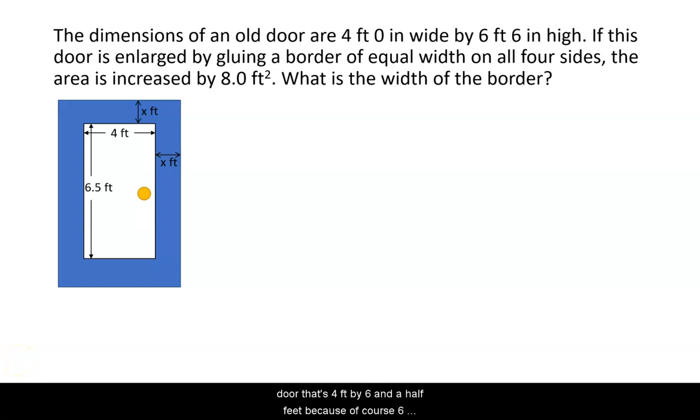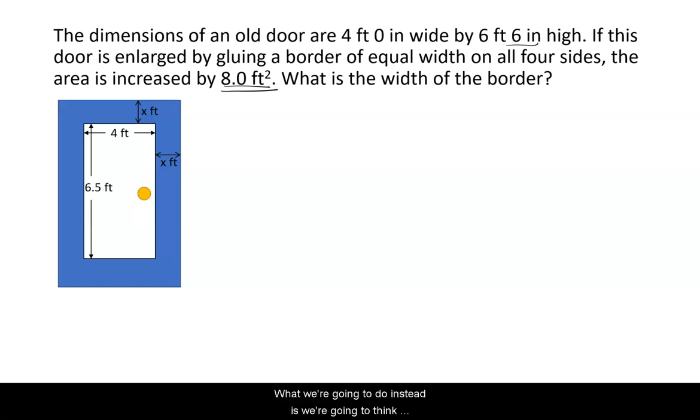We have our original door that's 4 feet by 6.5 feet because, of course, 6 inches translates to half of a foot, not 0.6 feet. And then we have the width that is the same on all dimensions. So left and right, we glue on x feet, and top and bottom, we glue on x feet. What we cannot do is just say x by x is this increased area. We can't say x squared equals 8 because area is nonlinear.